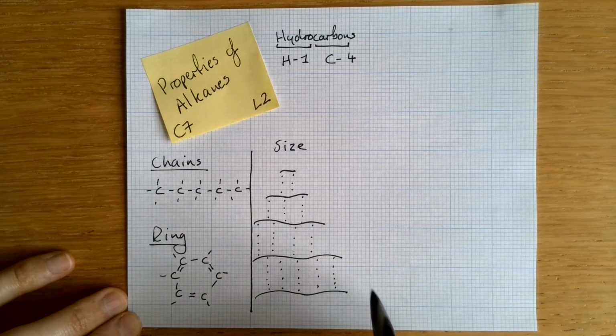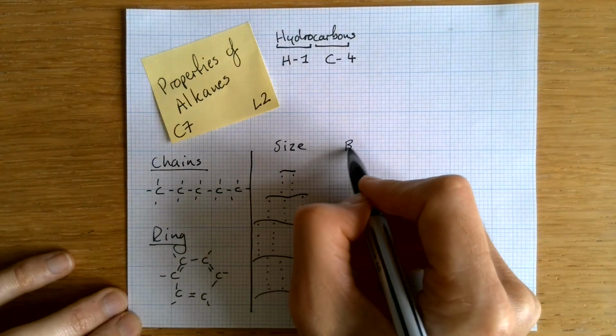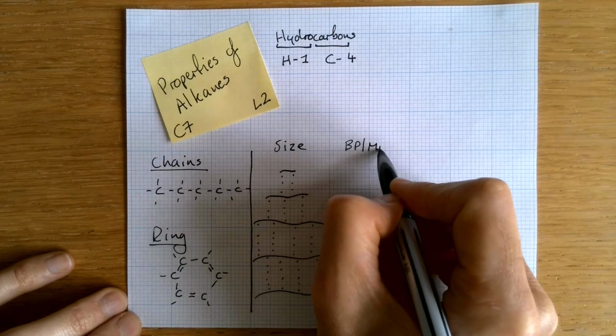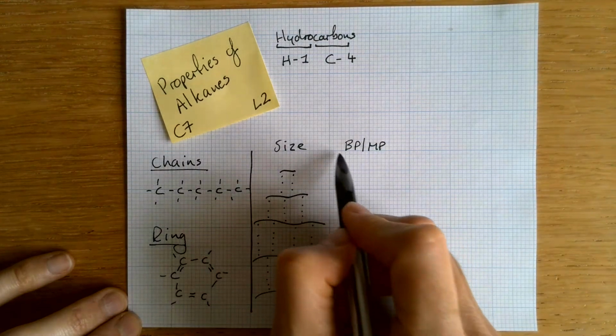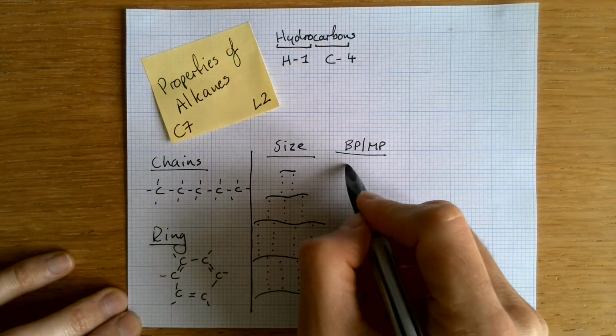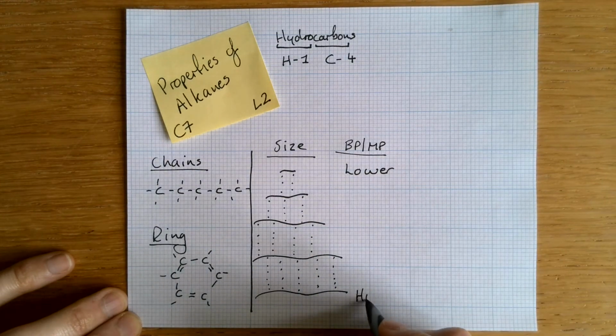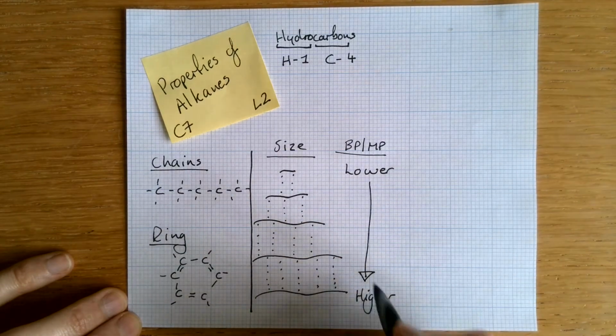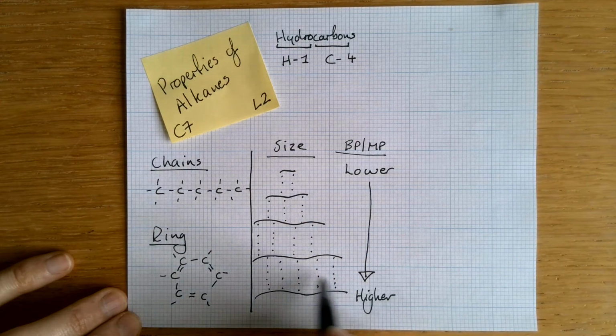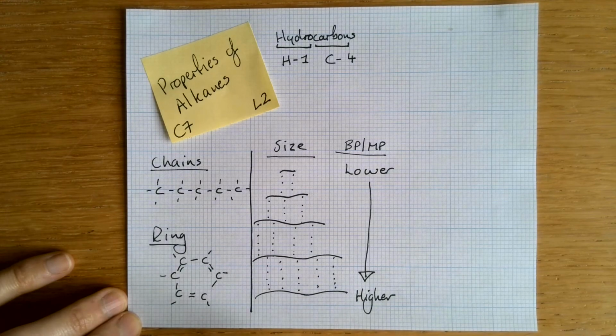So let's have a quick look at the properties that we're talking about. The first one is to do with boiling point and melting point. The smaller ones very simply have lower boiling points. The larger ones have higher boiling points. Again, this is all linked to those intermolecular forces. More energy is required to overcome the forces, so the temperature has to be higher.